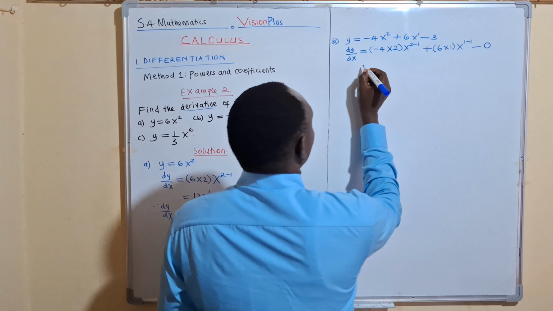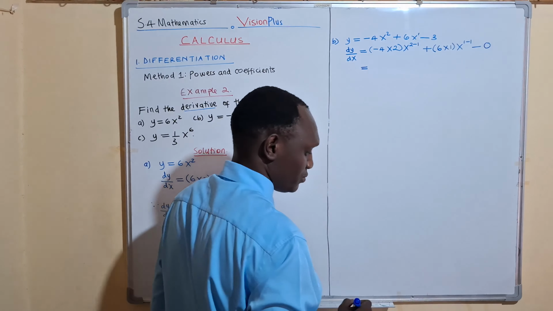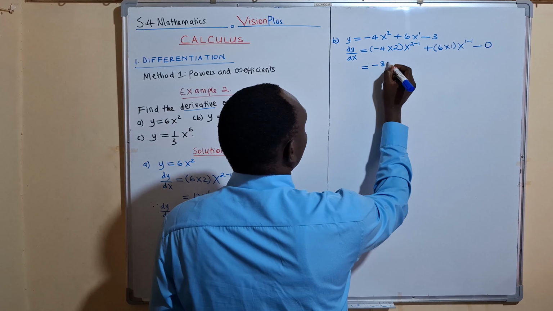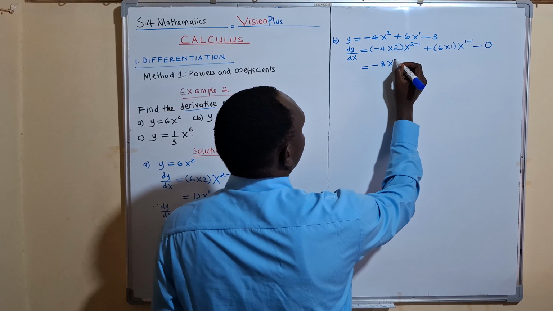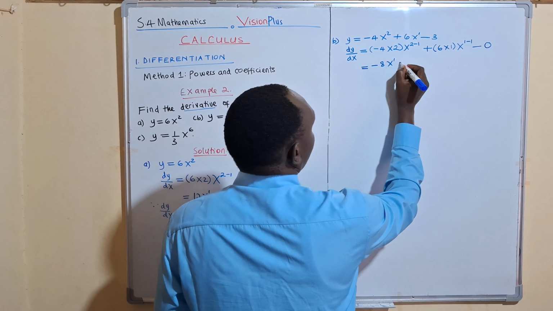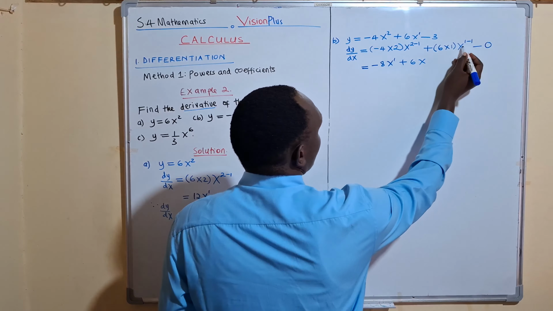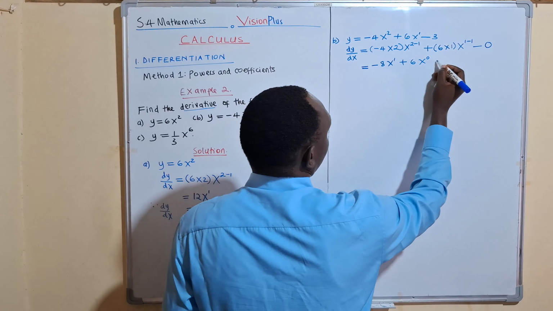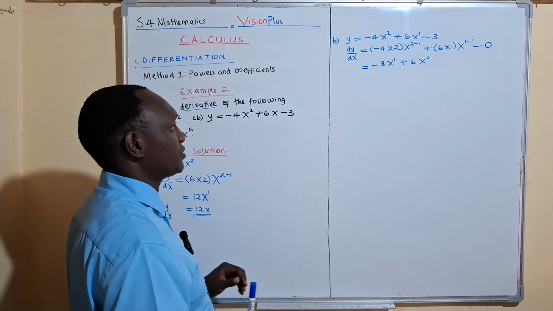Now we are left with simplifying. What is negative 4 times 2? Negative 8x. What is 2 minus 1? It is 1. Plus 6 times 1 is 6x. 1 minus 1 is 0. And then minus 0, which makes no difference to our expression.